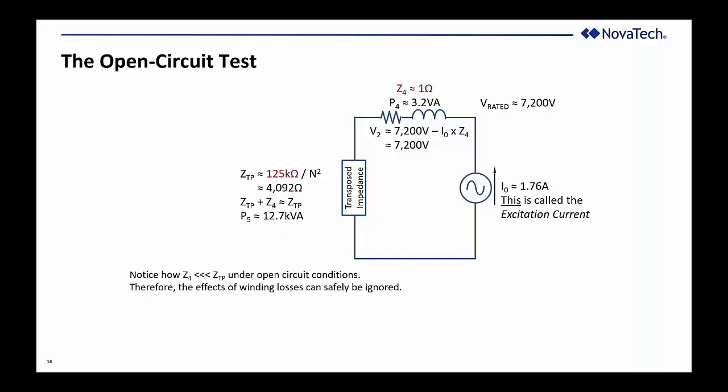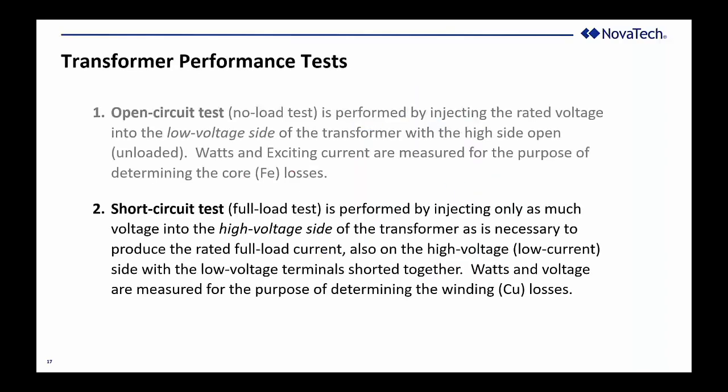So again, on a per phase basis, what you're seeing here is about 12,700 VA dropped in iron losses. You're seeing about 3.2 VA dropped in the winding losses. So we're going to ignore the contribution of the winding losses and say that the result of the open circuit test reveals the iron losses.